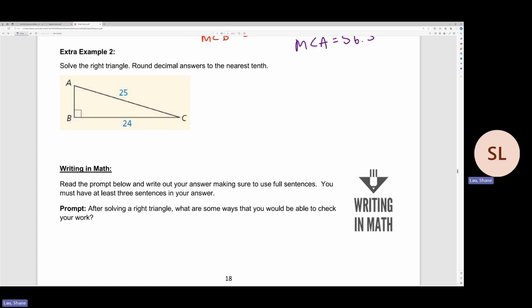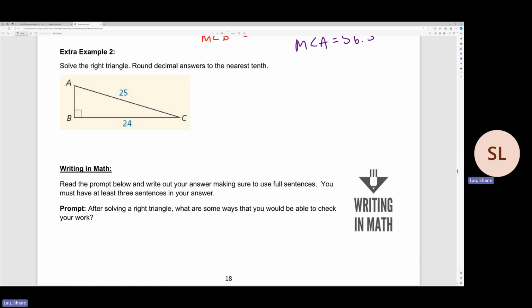Okay, for the sake of time here, extra example 2. Again, I'm looking for these different parts. I'm looking for angle C, I'm looking for angle A, I'm looking for side AB. But notice I have 24 as a leg, 25 as a hypotenuse. I definitely have seen this. Oh, that's right. This is one of those Pythagorean triples, right?